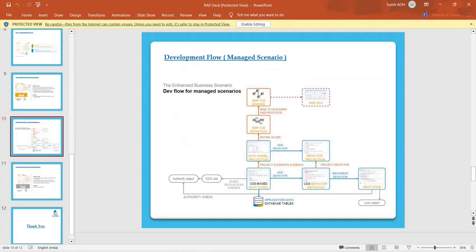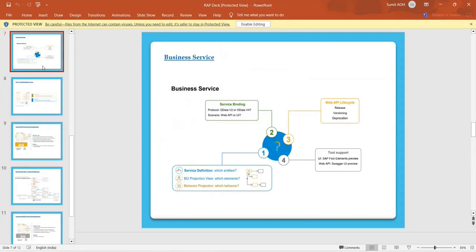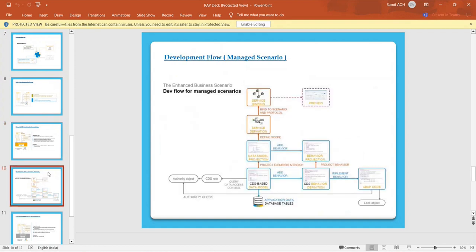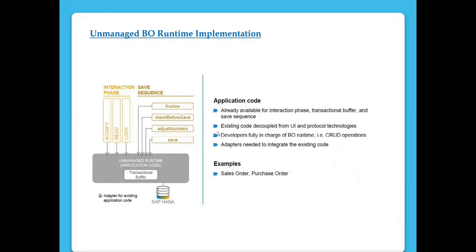Maybe I'll give you a bit of an idea with a screenshot, be it managed, or let's say a screenshot for unmanaged BO. Yeah, here it is. If you go over here, you would see that in case of unmanaged as well, we'll have two kinds of things. A transactional buffer is something that will continue to be there. In the interaction phase, we'll be modifying and changing all the data, and there we'll be writing our own set of logic. In the saver class, we'll be finalizing, validating, generating the number, and then saving the information. So this is what the save sequence means.